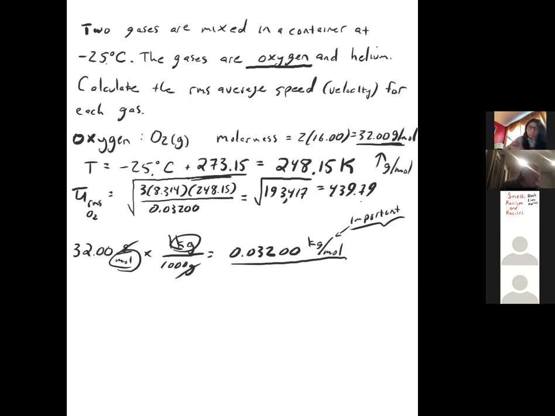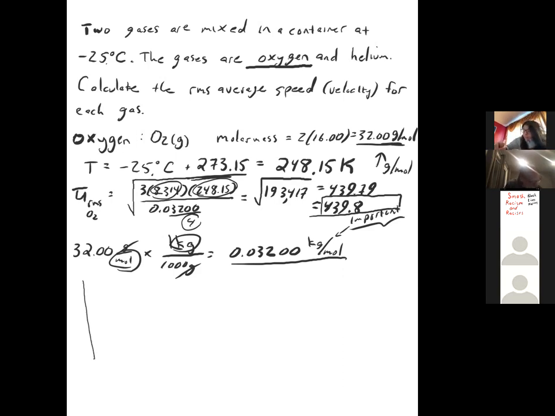The molar mass has 4. R has 4 and temperature has 5. So I guess it's 4. So you get 439.8. Okay, so there's your speed, your average speed. So here's what that's telling us.